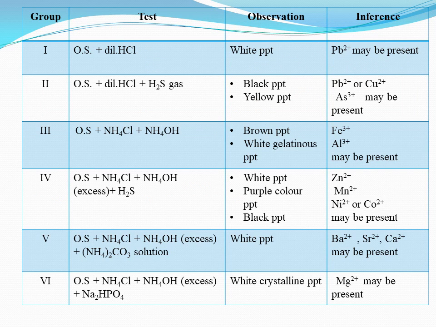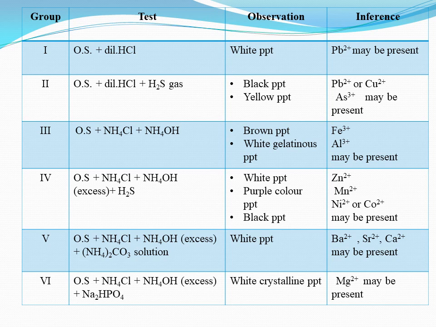So from the first group onward, you have to use the original solution for detection of basic radicals. There is only one radical belonging to the first group, that is lead ion, and the reagent used for the first group radical is dilute HCl. So take 1 ml of original solution, then add 2 to 3 ml of dilute HCl, which is the first group reagent. If lead ion is present, then you will get a white PPT of lead chloride.